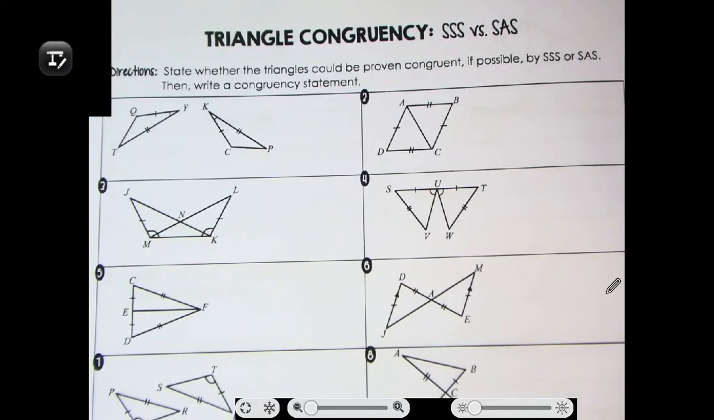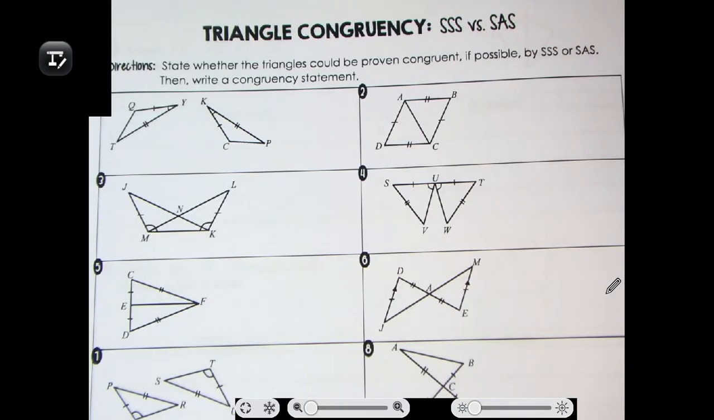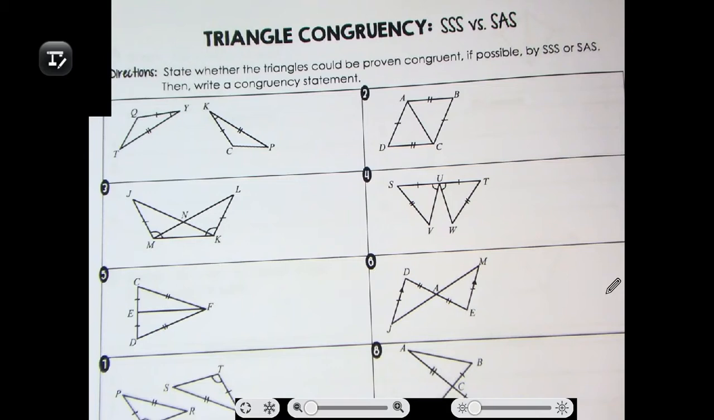All right, let's look at some practice here that you're going to try. I want to do a little bit of guided practice with you. I will go over some and have you try some as well. On these ones, you're going to state whether the triangles could be proven congruent, if possible, by side, side, side, or side, angle, side, and then write a congruency statement.